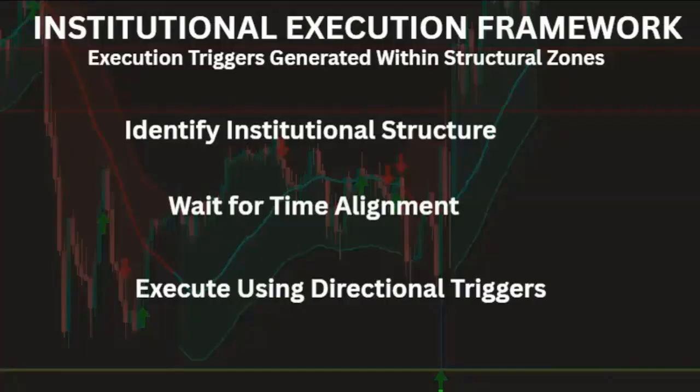The execution process follows a structured sequence. First, identify institutional structure. Second, wait for time alignment. Third, execute using directional triggers generated within the zones. This transforms trading from emotional decision-making into rule-based execution.